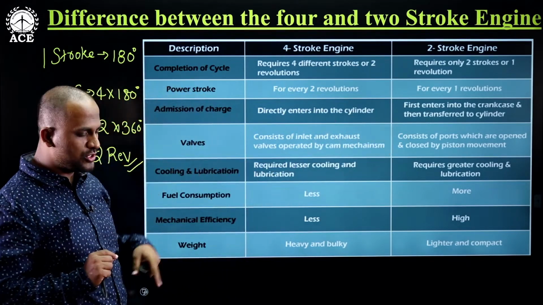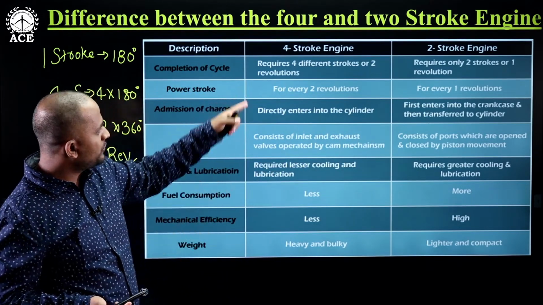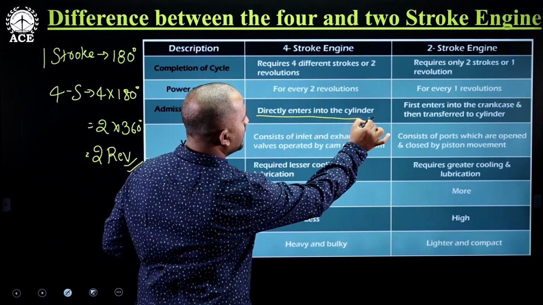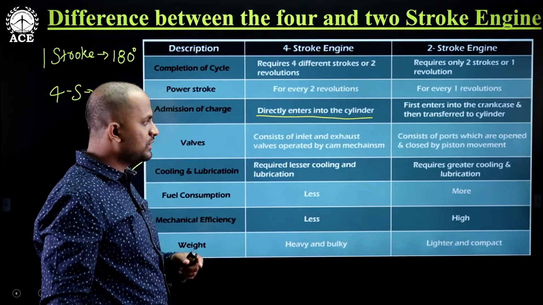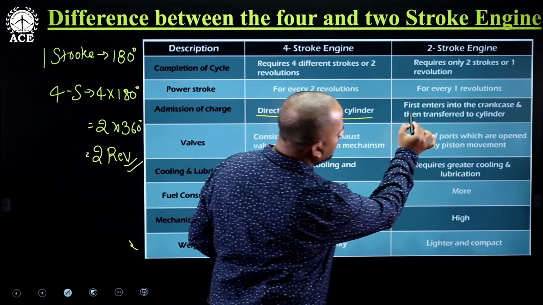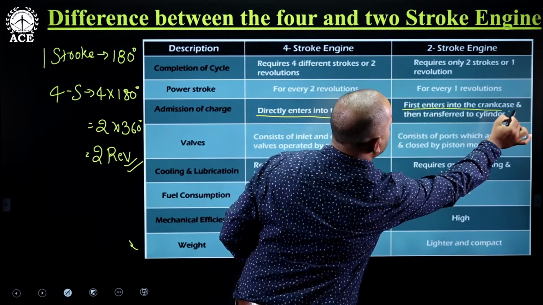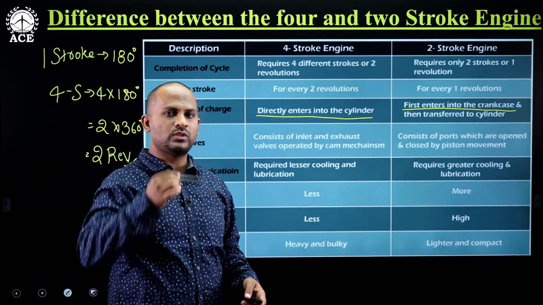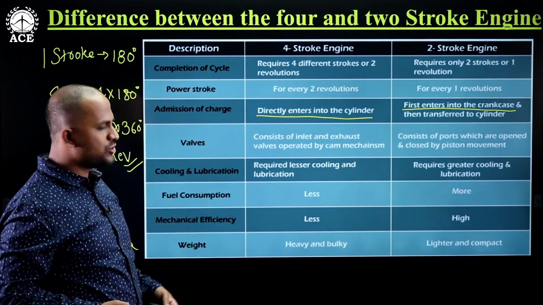Now coming to the admission of the charge. In the 4-stroke engine, the charge enters directly into the cylinder. Whereas in the case of 2-stroke engine, first it will enter into the crankcase. Then it is transferred to the cylinder. That is the admission of charge.